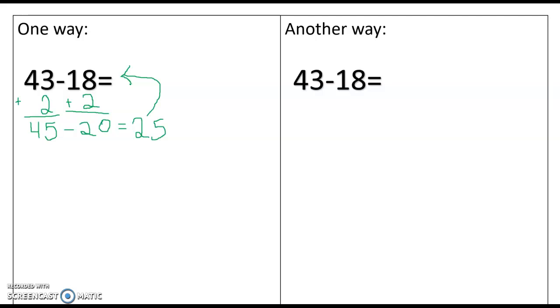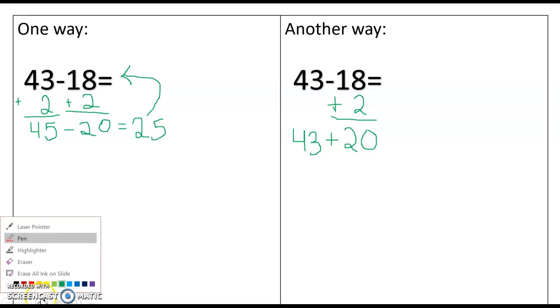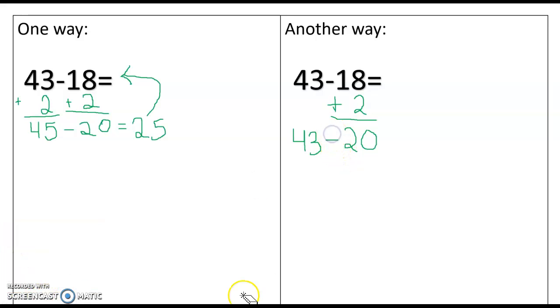Let me show you another way we can use compensation to subtract. Again, I know that if I add 2 to 18, I can make a 10. And like I said, 10s are just easier to work with, right? So 18 plus 2 is 20. This time I'm going to leave 43 how it is. So I've made a 10. Now I have 43 minus 20.